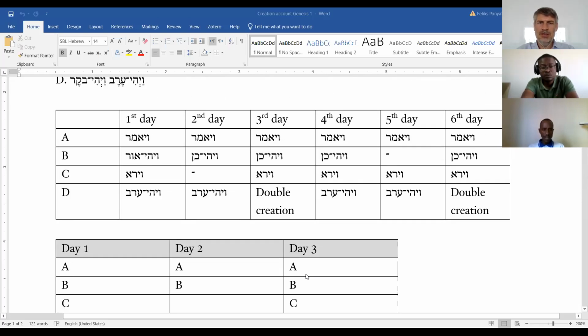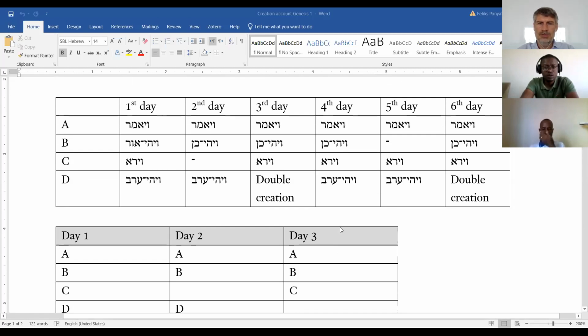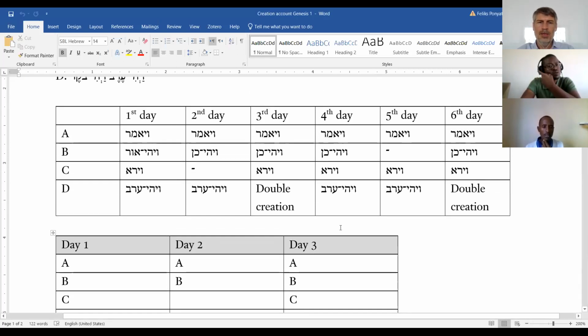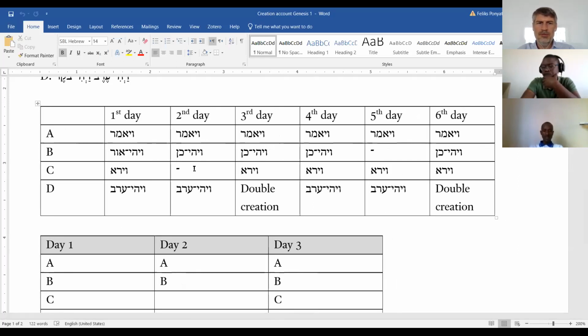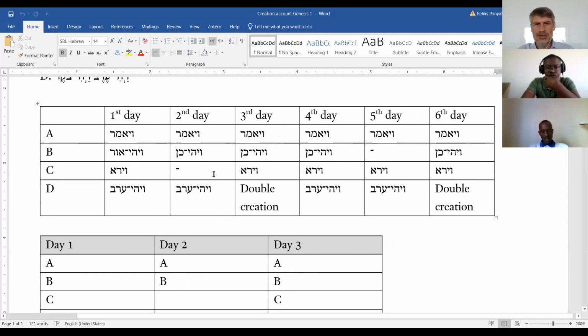So we can see that really this pattern shows the first 3 days are parallel to the other 3 days of creation. And now there is a good question. Why do we not have on the second day of creation this phrase, and God saw that it was good? This phrase occurs throughout all the days of creation except the second day. Do you have any ideas?